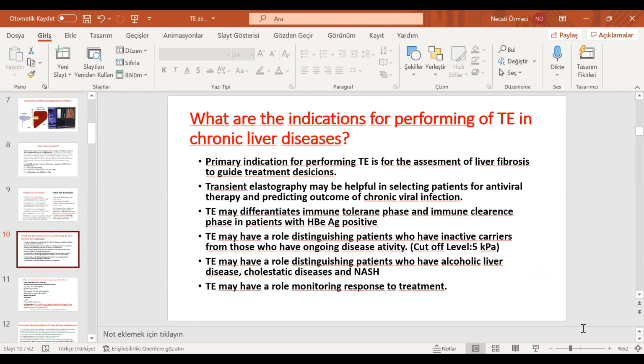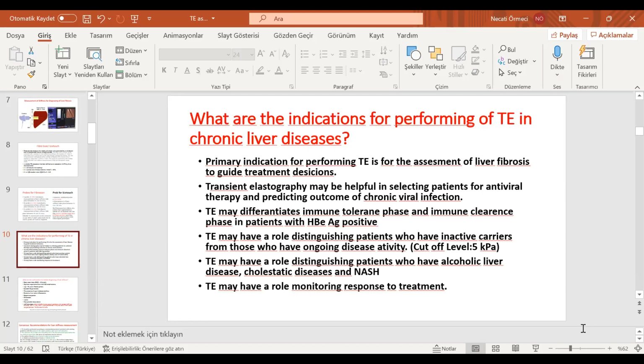So what are the indications for performing transient elastography in chronic liver disease? The primary indication is the measurement or assessment of liver fibrosis to guide treatment decisions. Also, it may be helpful in selecting patients for antiviral therapy or anti-etiological therapy, and predicting the outcome of chronic liver diseases.